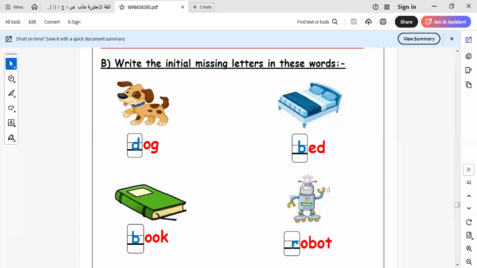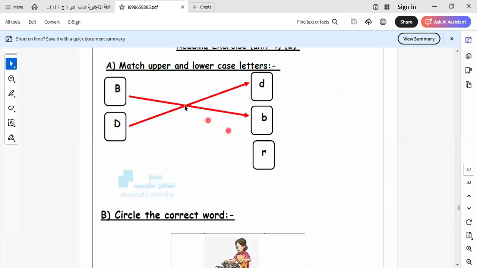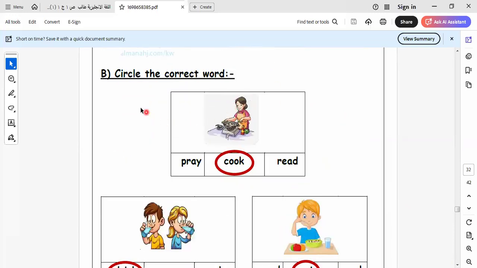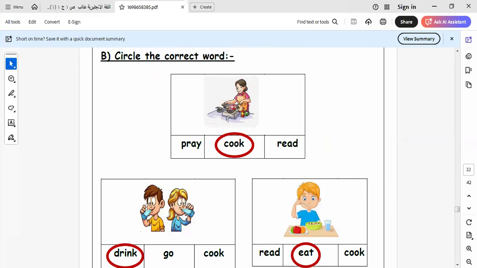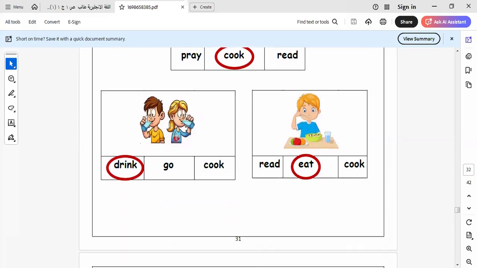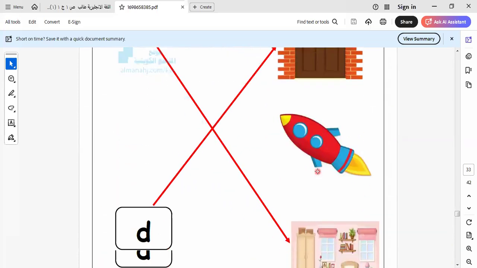Let's go to another one here. Here is capital B and small b. Capital D and small d. Here you say, circle the correct word. What is this woman doing? Cook. What are the children doing? Drink. What is this boy doing? Eating.